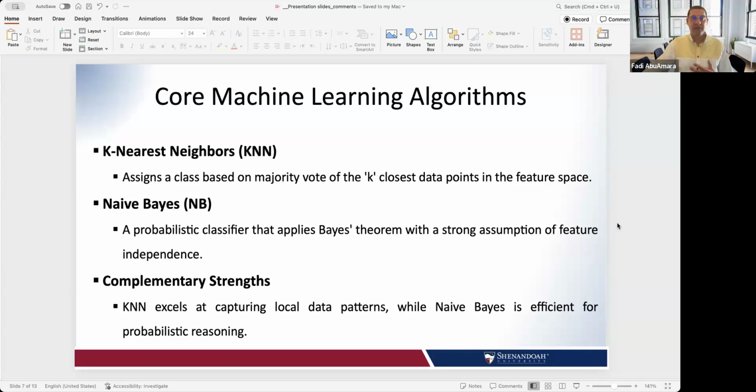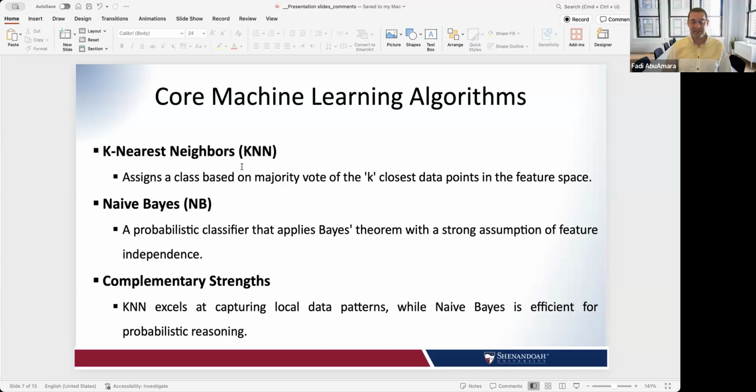Let's now discuss the core machine learning algorithms. First, we used k-nearest neighbors. This is a non-parametric, instance-based learning algorithm that classifies new points based on their neighbors. Basically, it assigns a class based on the majority vote of the k closest data points in the feature space.